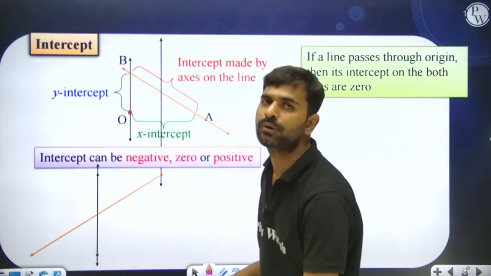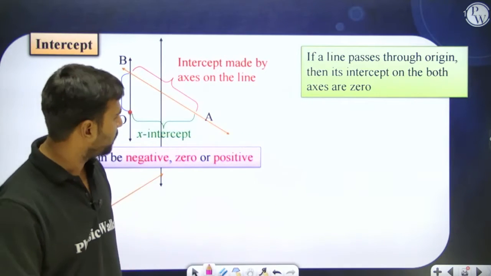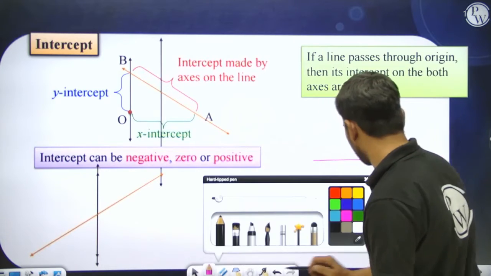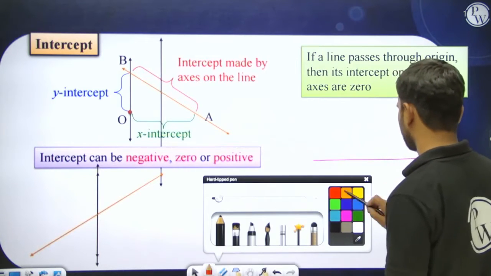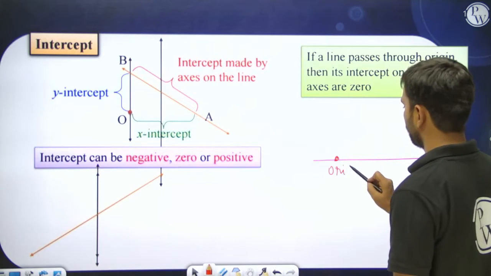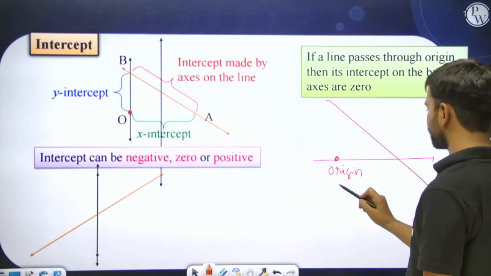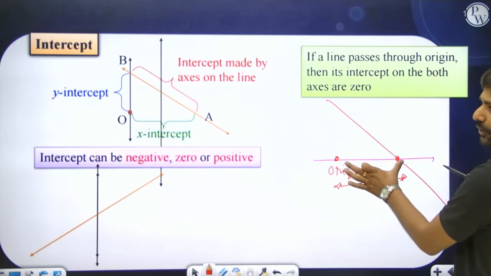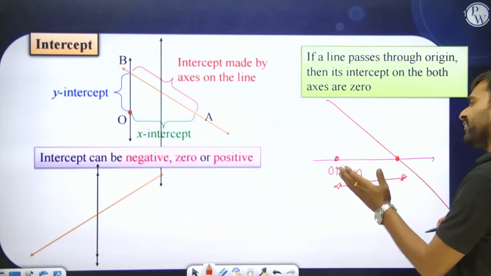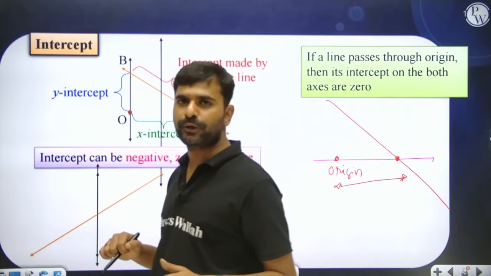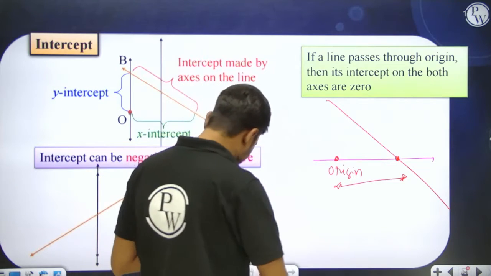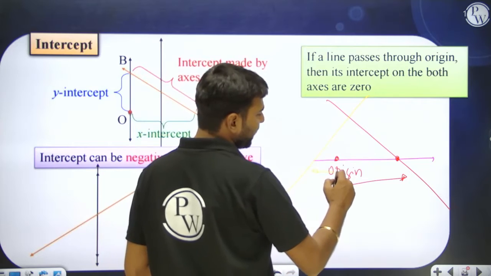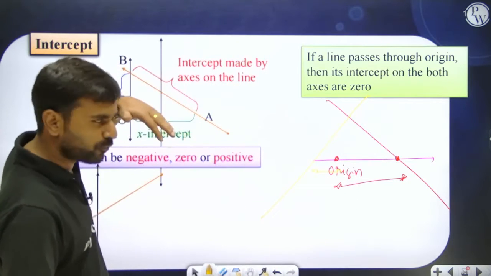Now moving on to the next concept, that is intercept. Understand that if this is your x-axis and this is one line, and this is the origin, and let's say the line is passing like this, then this length is nothing but the length of intercept. That is the distance between the origin and this point. If it is towards the positive x-axis, the x-intercept is going to be positive. If it is towards the negative x-axis like this, then the x-intercept is going to be negative. Similarly for the y-axis as well.